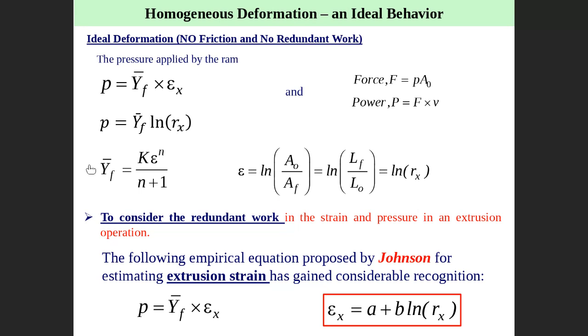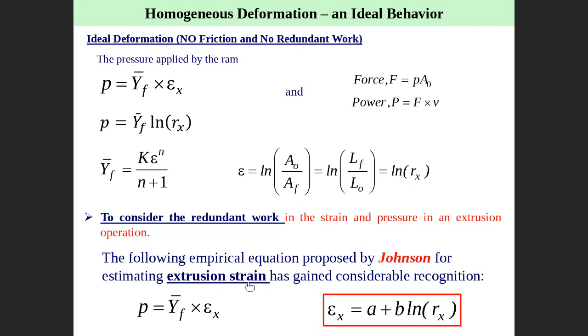Y bar flow equal to K epsilon to the n divided by n plus 1. Epsilon we can obtain as ln Rx in the normal case. This is the ideal case, ideal deformation with no redundant work. Then epsilon can be obtained as ln Rx, and pressure equal to Y bar flow ln Rx. This is the perfect case or ideal case.